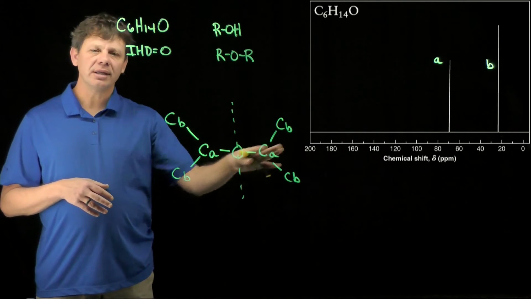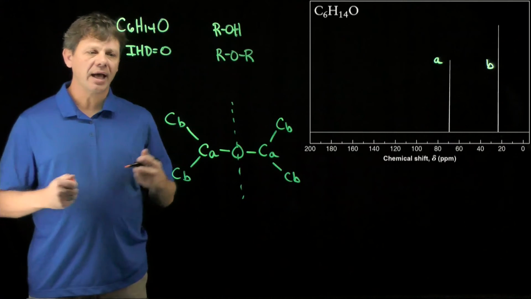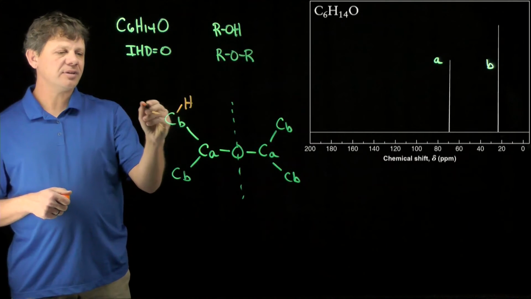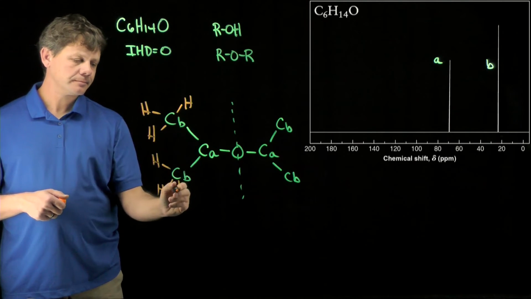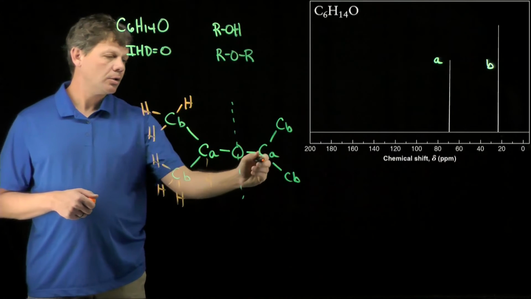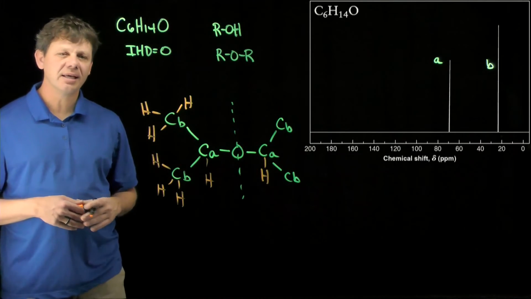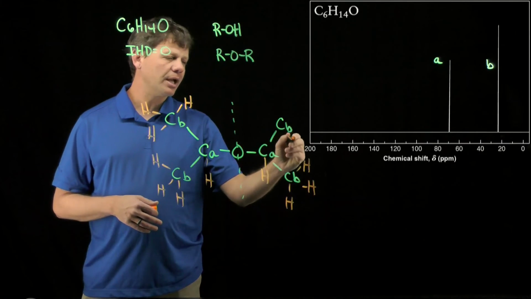Now, I've only shown these as carbons. How many hydrogens are attached to each? Let's draw in the hydrogens. Well, each CB would have 3 hydrogens. CA, oxygen, carbon, carbon, 1 hydrogen on both CAs. Each CB, these will also all have 3 hydrogens.